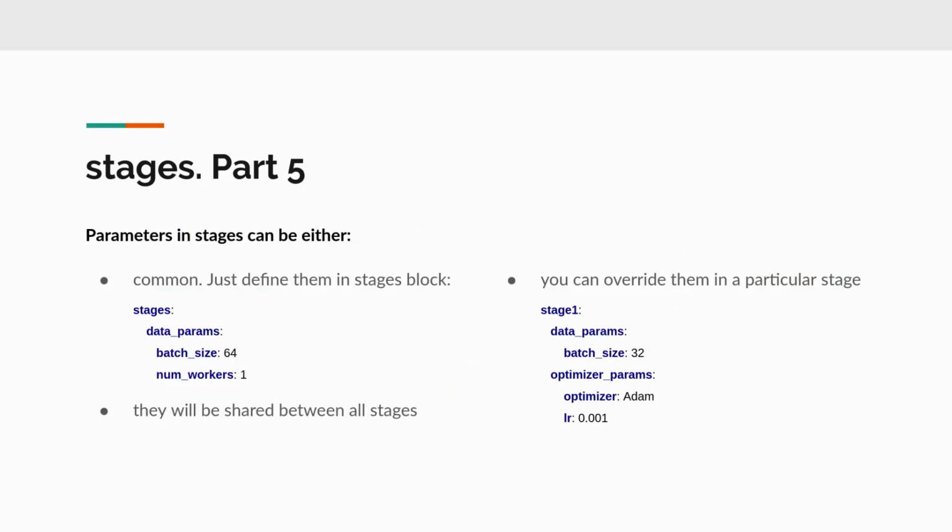In the end, I want to tell you how to share parameters across stages. Firstly, define them in the parent stages block. If you desire, the parameters can be changed at any appropriate stage 1, stage 2, etc.